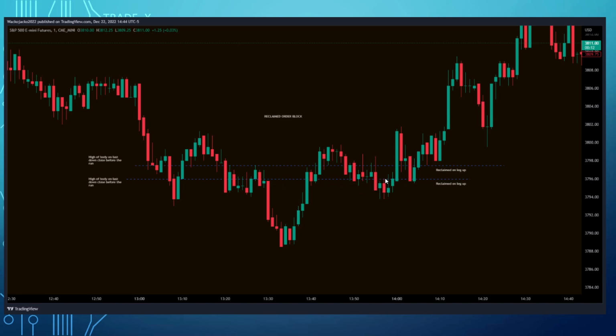Bingo, held, right? So if you didn't take this entry, you wait for price to then do what? Lowest down close candle before the mini retracement.